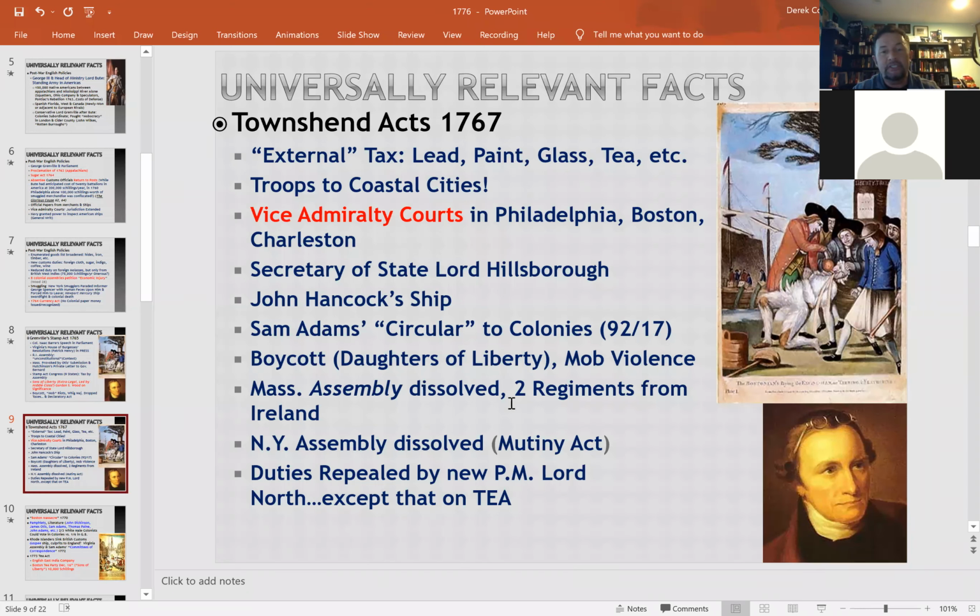So the Massachusetts Assembly was dissolved. Two regiments were sent from Ireland into Boston. The New York Assembly was dissolved. Remember, that's their state voice. And now it's dissolved by British Parliament and approved by the Crown, George III. So then the new Prime Minister, Lord North, repealed these taxes and kept only one, the one on tea. And you know what's going to happen.